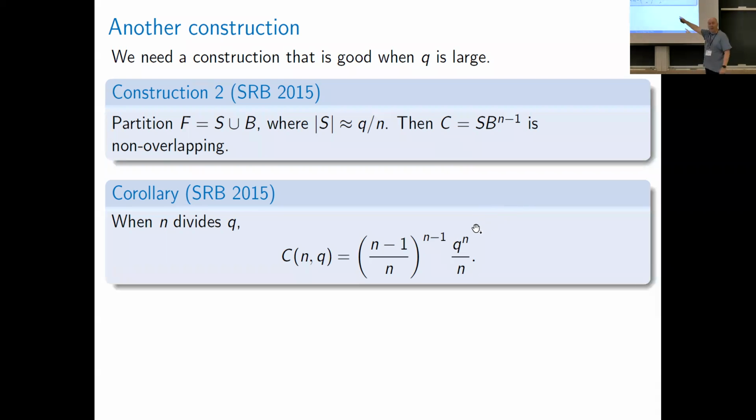But that's the upper bound due to Levenshtein. I actually had to check this about 10 times. It shows that the Levenshtein bound is tight whenever n divides q. And this really shows that construction 1 is nowhere near optimal, because you've got much bigger codes for large alphabet sizes. Very simple construction.